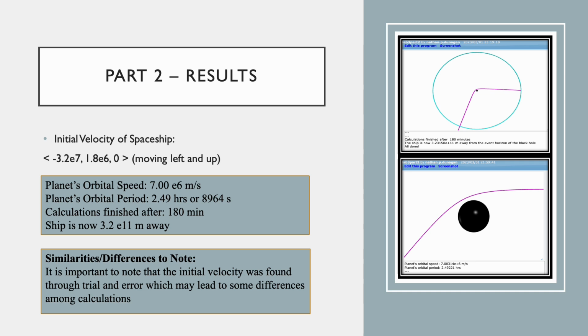Here are my results for part 2. The top picture shows the zoomed out version with the spaceship path in the magenta color and the planet's orbit in the cyan color. Then I zoomed in to show just how close my spaceship actually got to the black hole. As I mentioned earlier, after trial and error, the correct initial velocity was negative 3.2 e to the 7 in the x direction and 1 e to the 6 in the y direction.